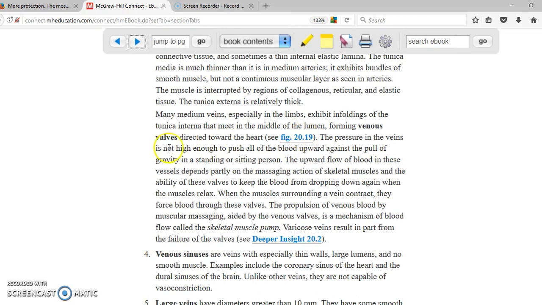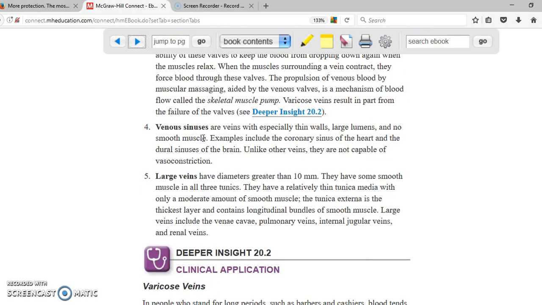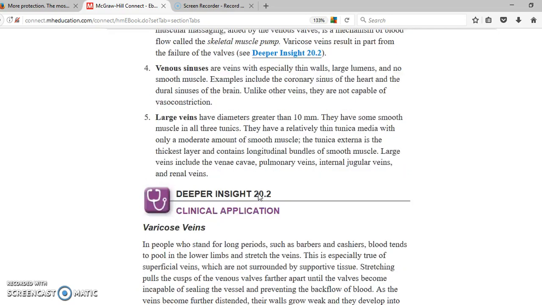You can see here it has the valves that we already talked about. You have venous sinuses, okay, like the coronary sinus. I'm sure you remember that. I explained the coronary sinus is the one that's going to collect most of the blood coming from the veins before it gets released into the right atrium. And then you have the large veins. Okay, for example, a large vein obviously is going to be the superior and inferior vena cava.